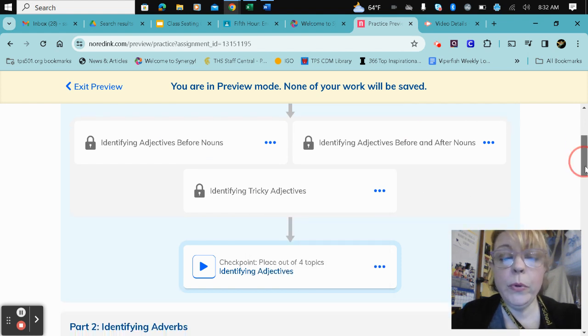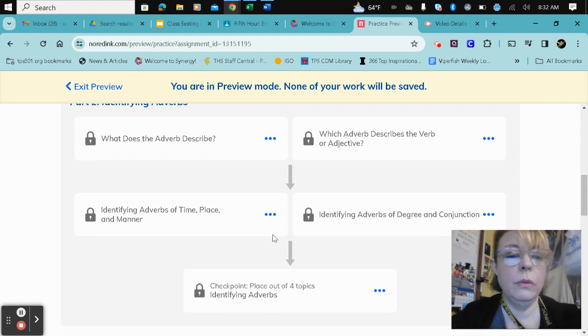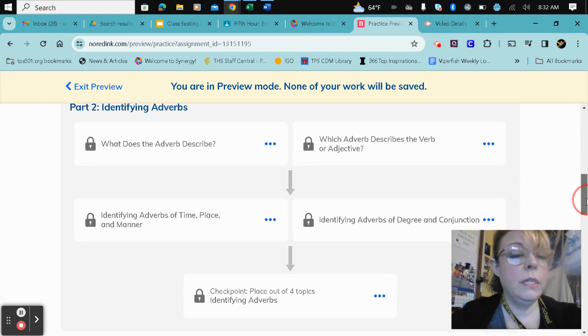All right, and there's a checkpoint, which is a review of everything. It's kind of like a little quiz. Let's scroll down to part 2, identifying adverbs.